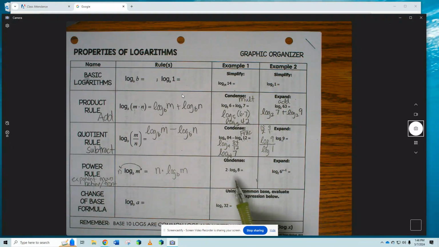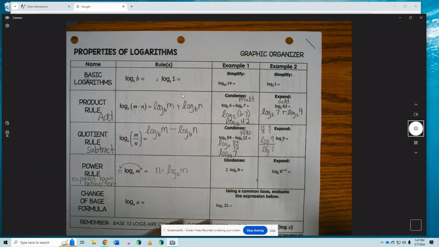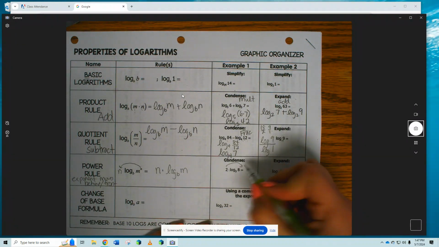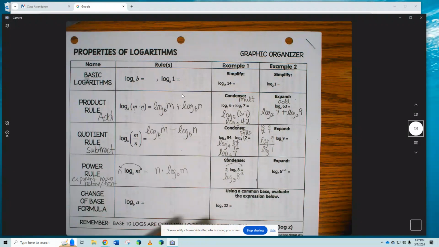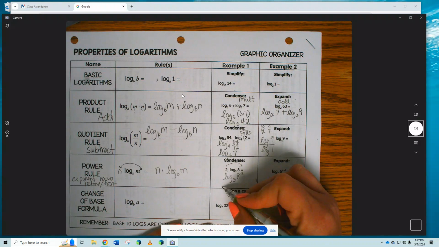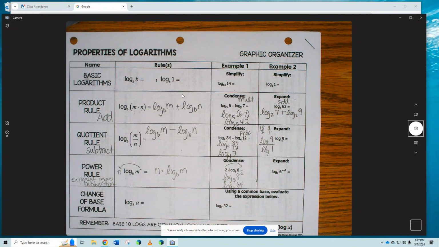Okay. Where's the 2 going to go here? Where do I put the 2 then? If it's already in front, where does it go? In the back to the exponent spot. Log base 3 of 8 squared. You can do 8 squared. Log base 3 of 64.